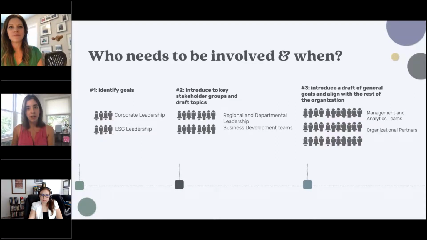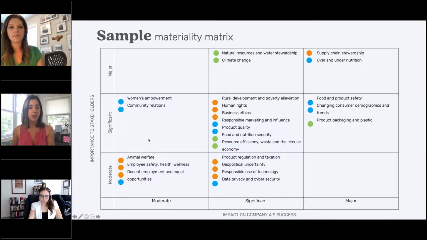So now that we've talked about who needs to be involved and when, I just wanted to quickly show you how a use case would look. So this is a sample of the graphic summary of what the ultimate result would look like. It doesn't have to look exactly like this. Of course, you want to make sure that you make it work for what you need, but usually it has to do with an X and a Y axis, looking at how important it is to stakeholders versus how much it impacts the company's success or the company's ultimate goals.